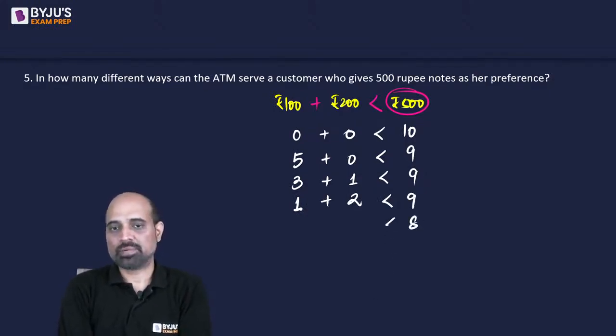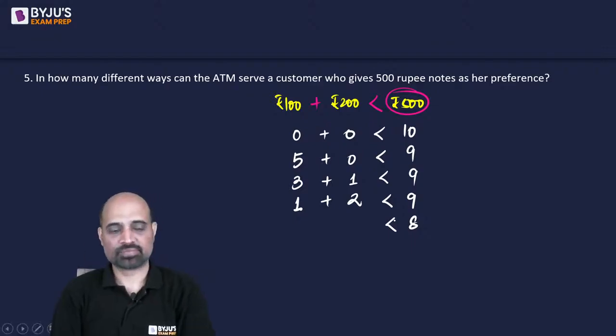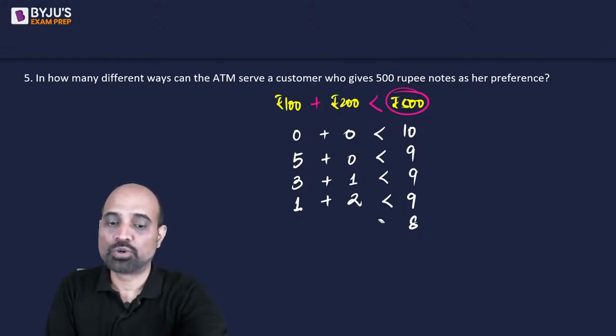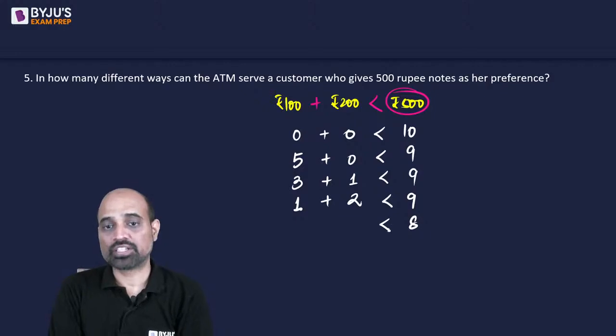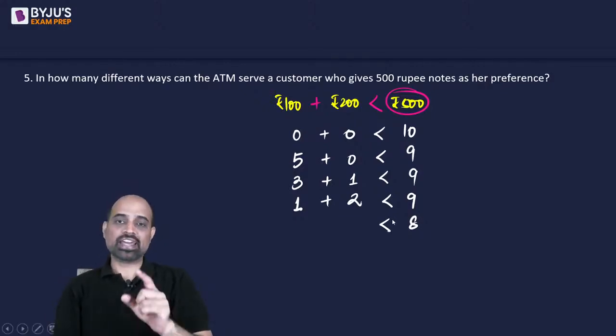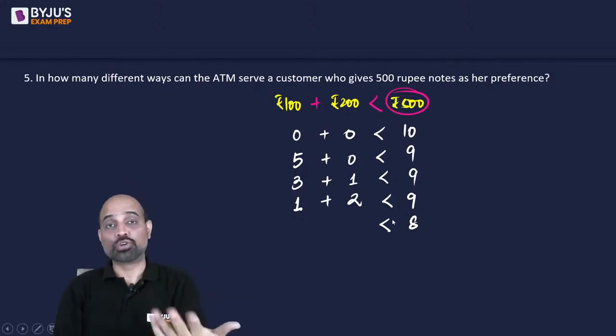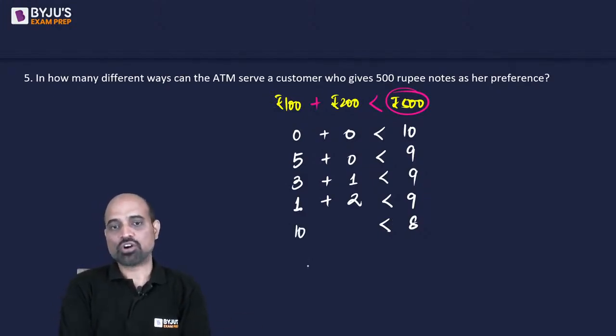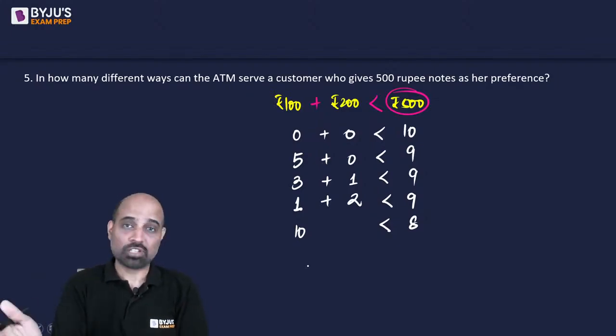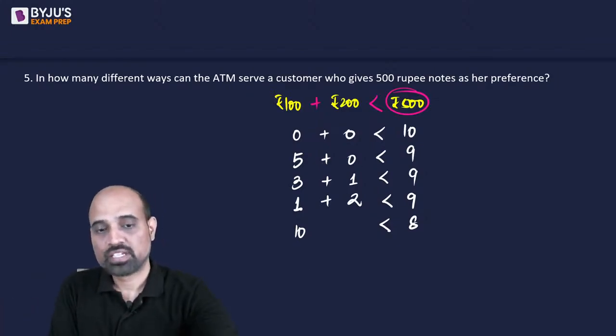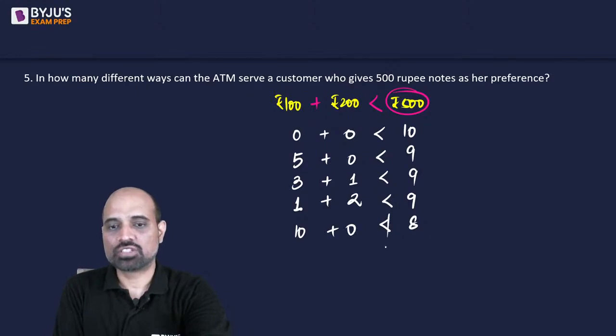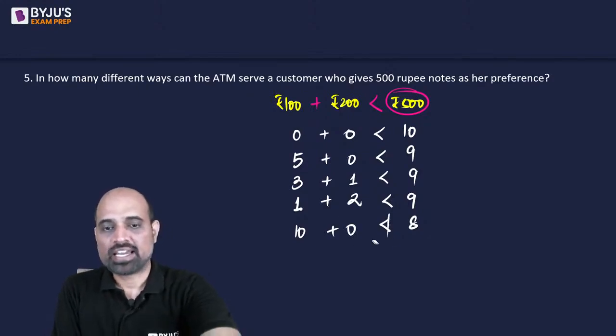Next, अगर मैंने 8 notes 500 के लिए, so the number of notes of 100 and 200 together should be less than 8, right? So 8 notes of 500 will amount to 4000 rupees. I need another 1000 rupees. If I take all notes of 100 rupees, that will be 10. So the number of notes or preference वाला logic गलत हो जाता है. So if I take 10 and 0, this is wrong, right? So I can't take this as 10.